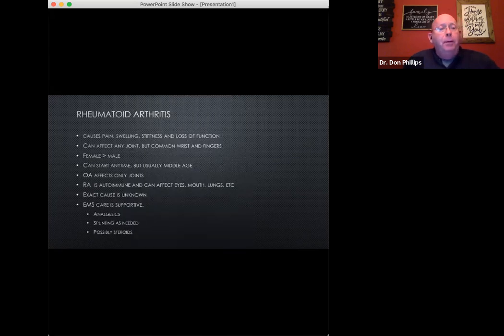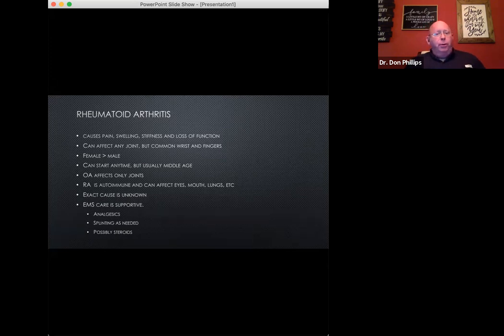So our first topic, rheumatoid arthritis. First off, this is a problem that is very predominant. We have a lot of people that have this, and it really can start anytime, including juvenile rheumatoid arthritis, or JRA. It can affect any joint, but usually the fingers and hands are where you're going to see it. It's more likely to be female than male.